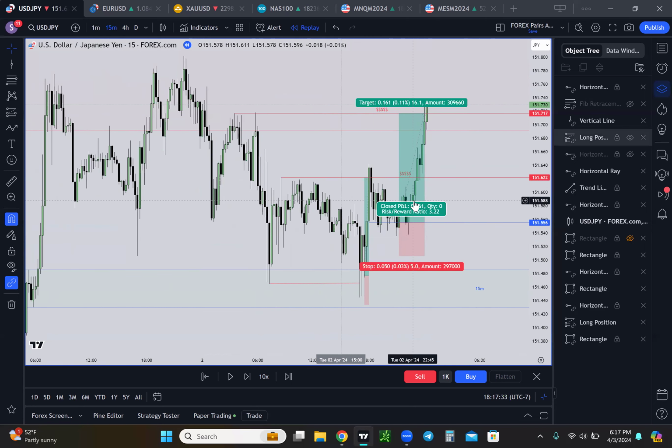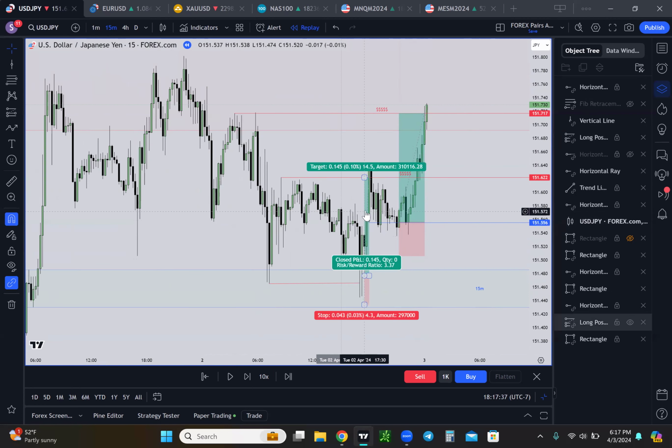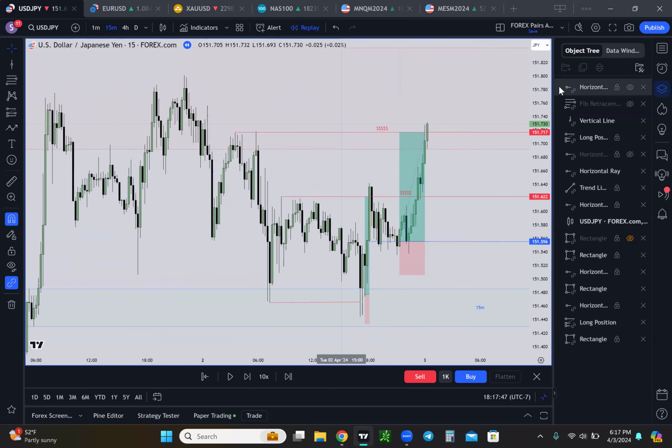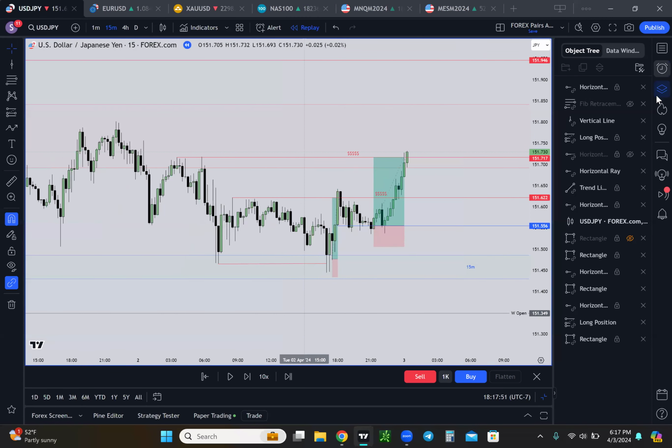That would have been a 3x trade. So the first one, which I actually did on my paper trade account, was 2x. Could have been a 3x. Second one, a 3x, total of 6x. 6 times your risk in one session here. That's pretty good risk to reward.